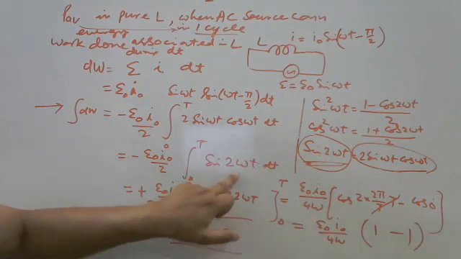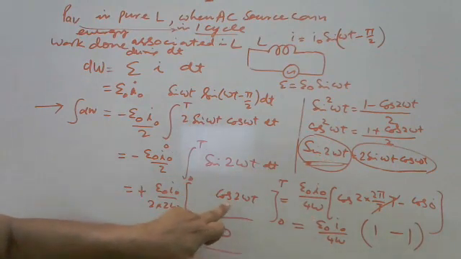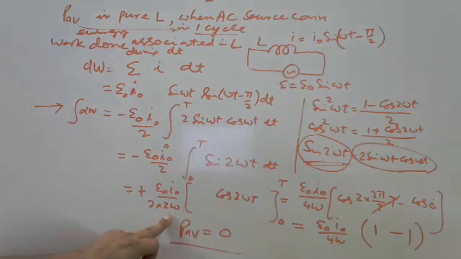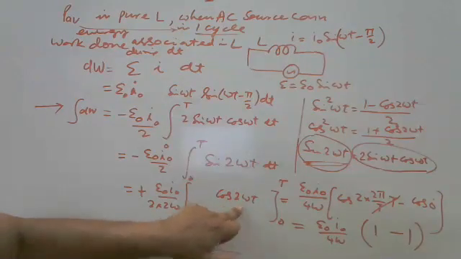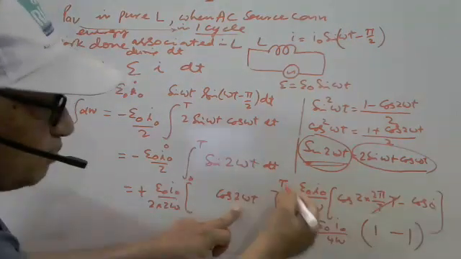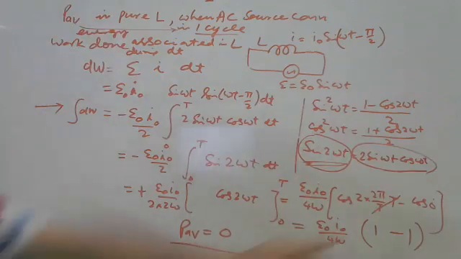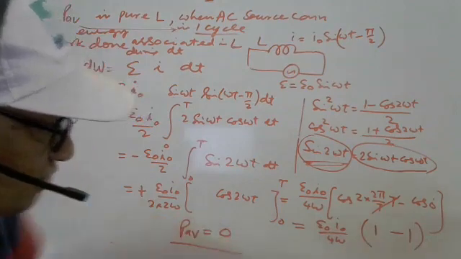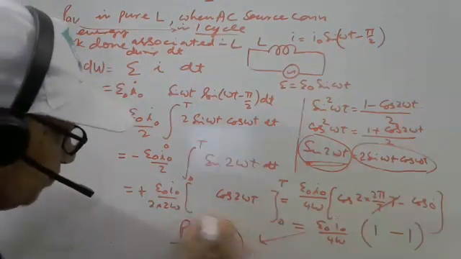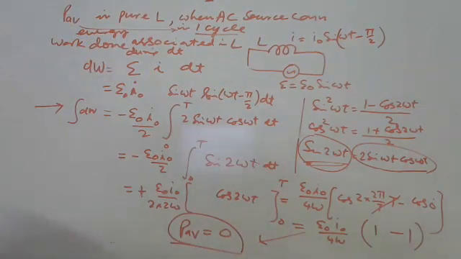This is the integration. Again the formula: minus cos 2 omega t upon 2 omega. Putting the limit here, 2 pi by t, upper limit minus lower limit. Cos 0 you know is 1, cos 4 pi is 1, and 1 minus 1 is what? 0. So we are getting the average power 0 in one cycle. In one cycle, average power is 0. Got it?